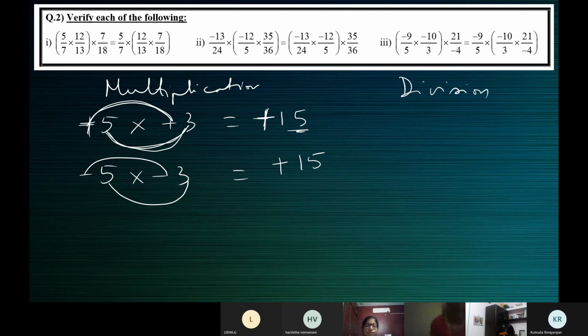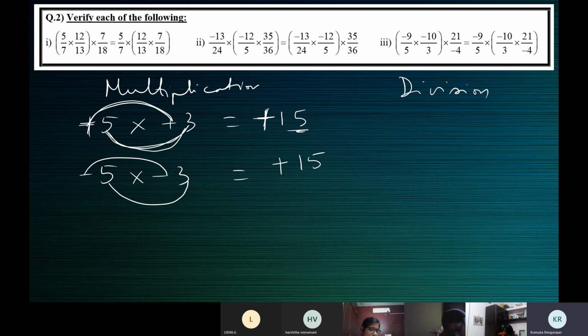You have to multiply 5 and 3. When it's multiplication, you have to multiply. Addition or subtraction does not come here at all. When it is plus 5 into plus 3, that means it's multiplication. Multiply 5 and 3, 15. Now the signs, plus into plus. You're multiplying the signs and the numbers. When you multiply the signs, plus into plus is plus. The numbers 5 and 3, 15.